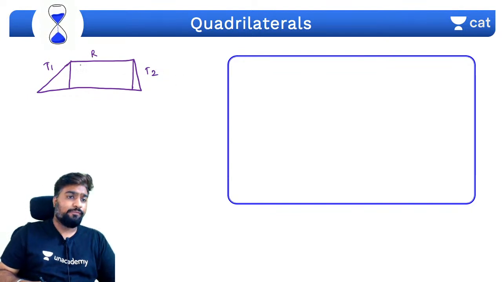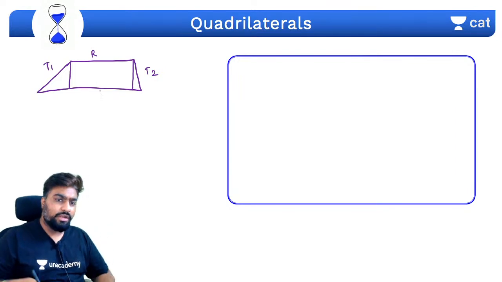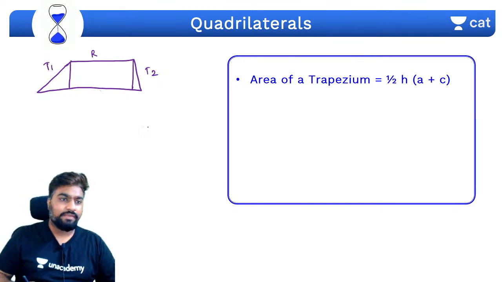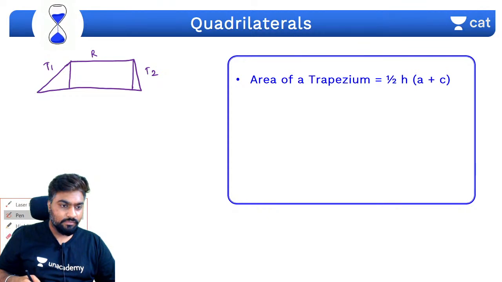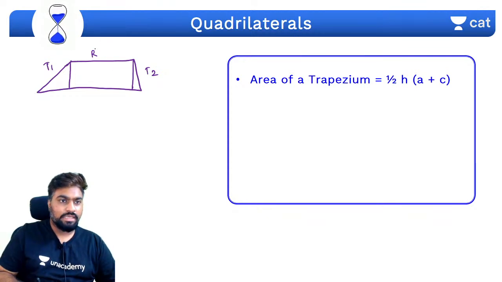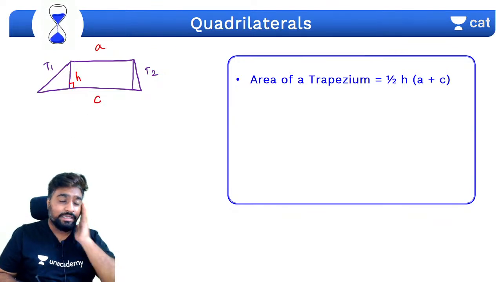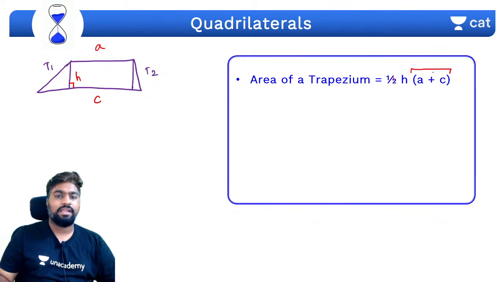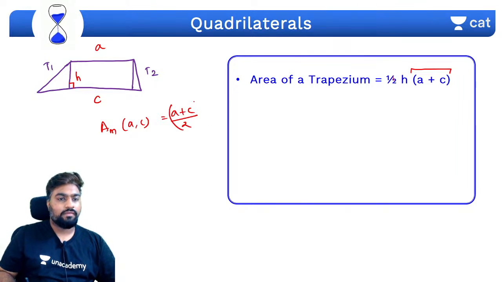If this becomes a little complex or you are not able to get it, then you can directly use the formula. Area of a trapezium is half times height times a plus c, where what is a? This here is your a, this is c, and this is your height h, provided height is given to you. Why is this half here? You're basically taking the arithmetic mean of a and c. If I take the arithmetic mean of these two sides, a and c, what do I get? A plus c by 2. This into the height gives you area of the trapezium.